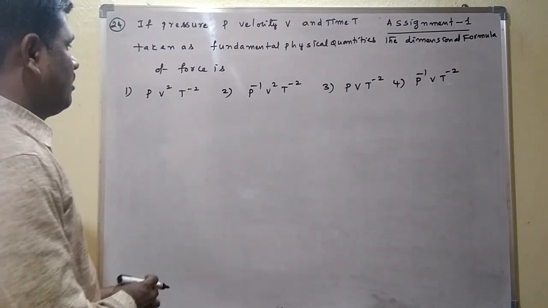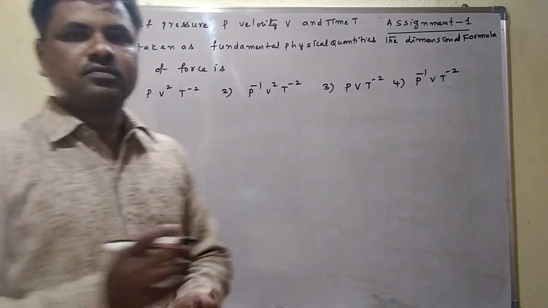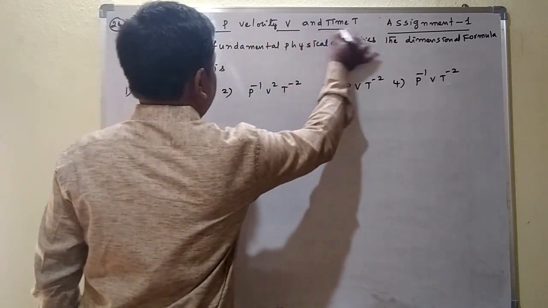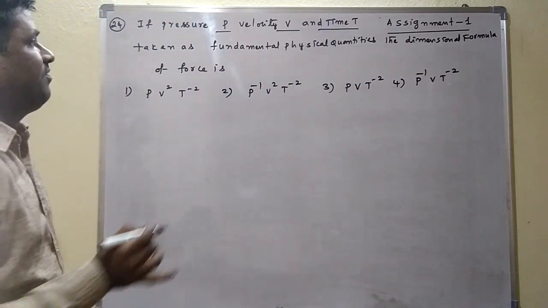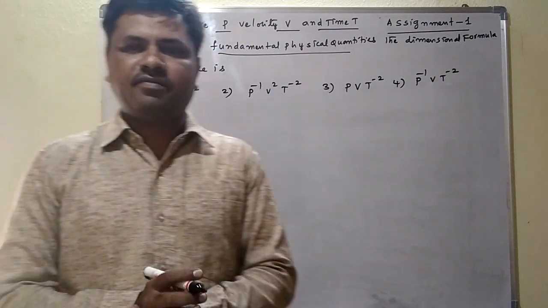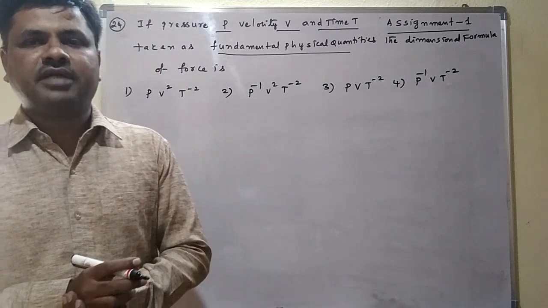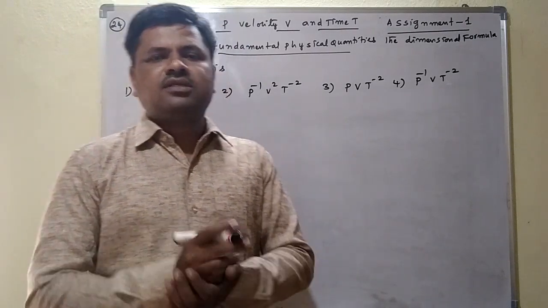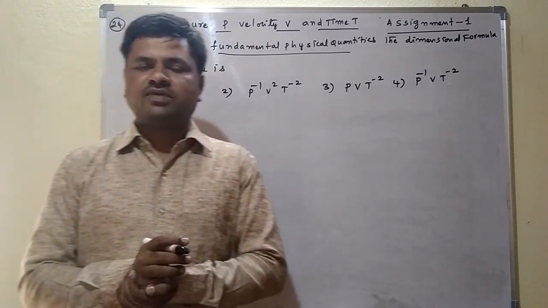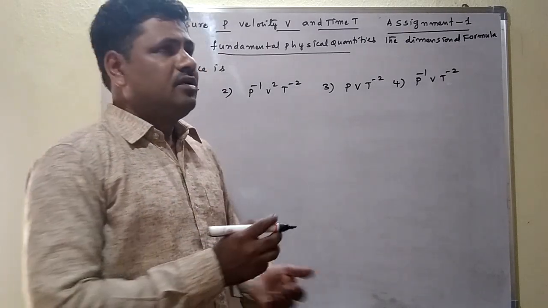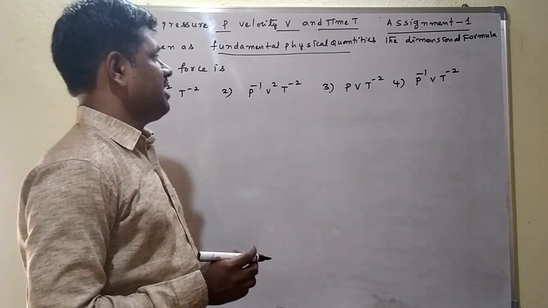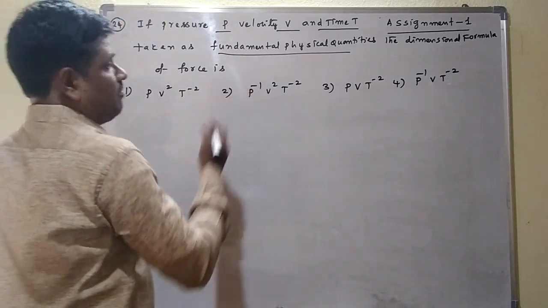See the next question. Here pressure P, velocity V and time T are taken as fundamental physical quantities. Actually, we usually take M, L, T, mass, length, time, current as the fundamental physical quantities. But here, we have to take pressure, velocity and time as the fundamental physical quantities.